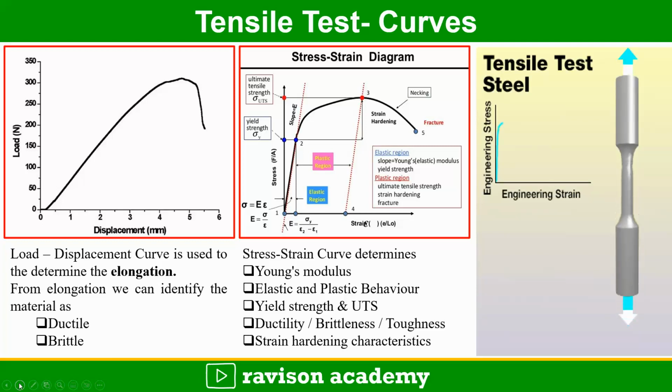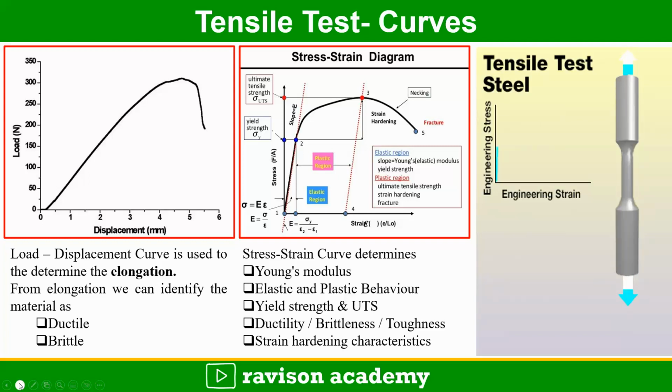And from the stress strain curve, we can identify the material properties like Young's modulus, whether the material is elastic or plastic, and we can determine yield strength and ultimate tensile strength. We can describe the ductility, brittleness and toughness nature of the material, and finally the strain hardening characteristics.